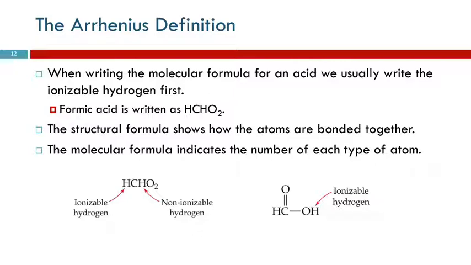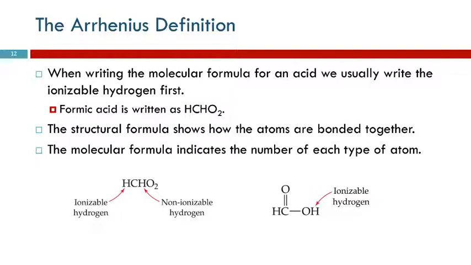When we write molecular formulas for acids, we generally write the ionizable hydrogens first. So when an acid is put into water, it ionizes and releases hydrogen ions. So formic acid is written as HCHO2. This hydrogen is written first. This hydrogen is in here because only one of them becomes an ion. So here we have the structure of formic acid. This hydrogen stays covalently bonded to the carbon. This hydrogen becomes an ion and is going to go off and ride on a water molecule.